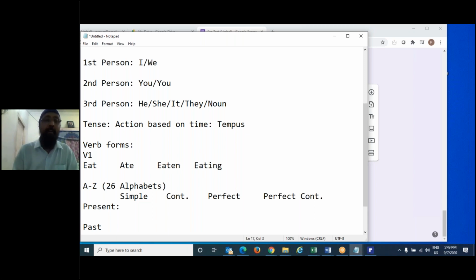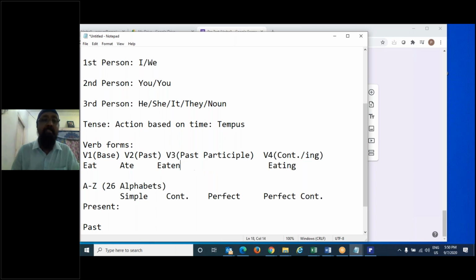So this is V1, that is the base form, and this is V2, that is the past form, and this one is V3, which is the past participle, and the last one is V4, which we can call continuous or progressive, the ing form. That's when we add ing to words. Whenever we add ing to these words, it refers to an action which is in progress.